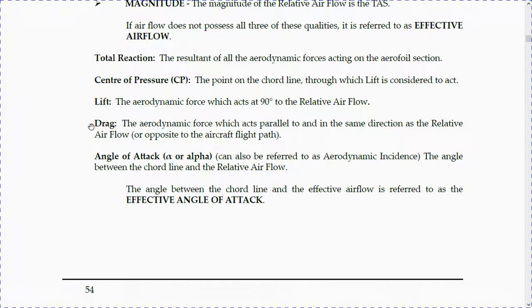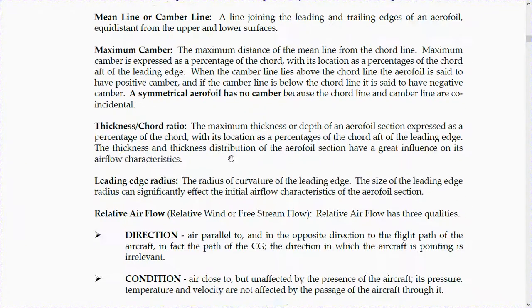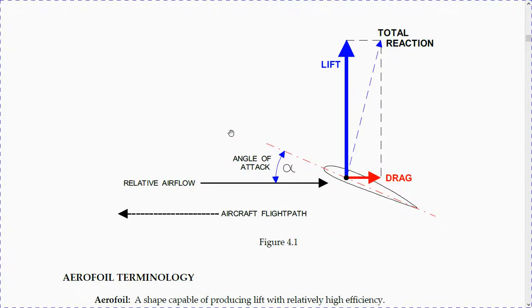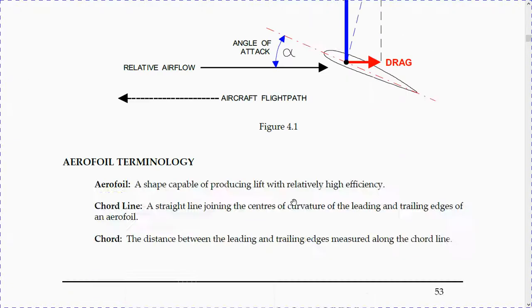Angle of attack, or alpha here, you can see it is also called aerodynamic incidence. This is the angle between the chord line and the relative airflow. So the chord line and the relative airflow. The relative airflow comes from here. This is the path of the airflow. So exactly, it's written even here. This is the path of the aircraft. This is the relative airflow.